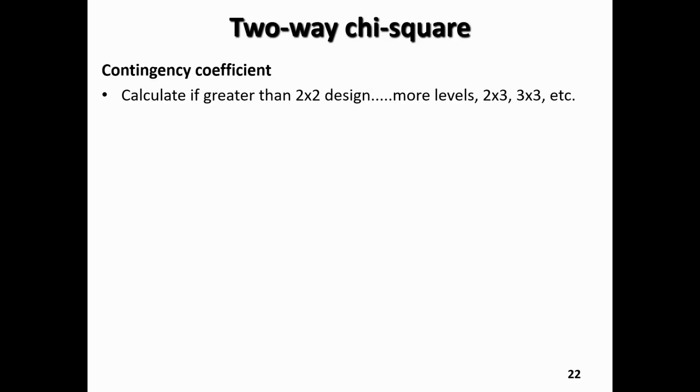Now, in the event that you have a research design that is greater than 2 by 2, so if you still have two independent variables, but those independent variables have more than two levels, such as a 2 by 3 or a 3 by 3, then instead of calculating the phi coefficient, you would calculate the contingency coefficient, which is very similar, but you would just take your chi-square value that you would have calculated on slides 18 and 19 and divide that by the sample size plus that chi-square value.